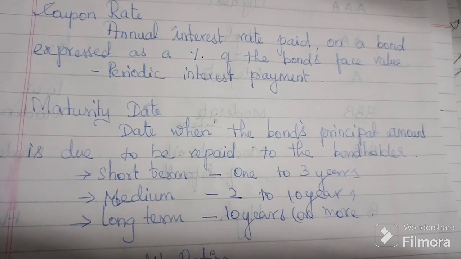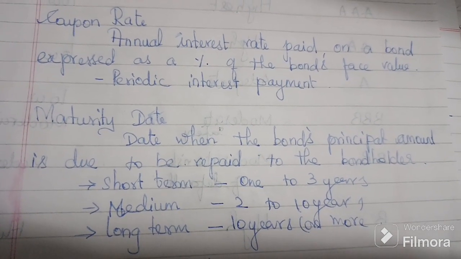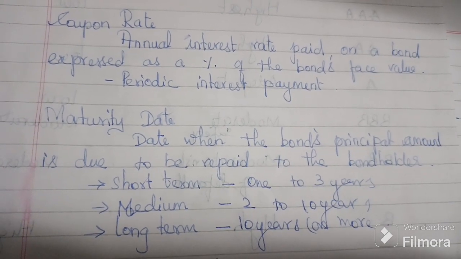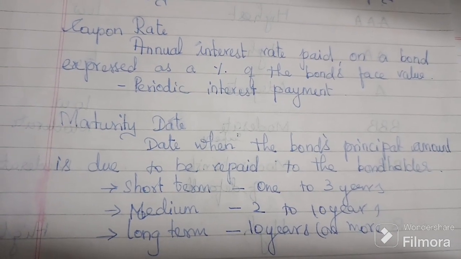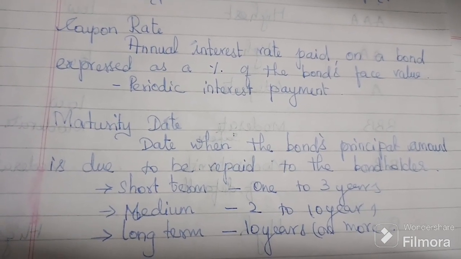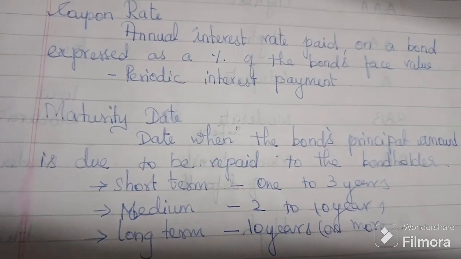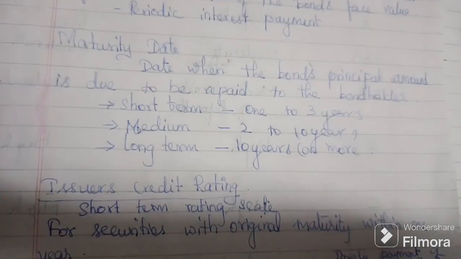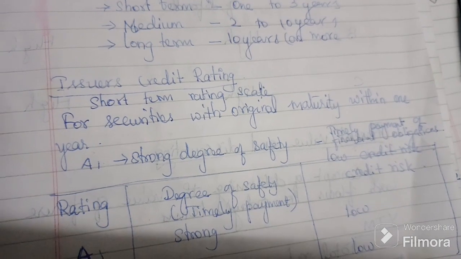There are three different types of bonds based on the maturity date. One is short term, another medium and long term bonds. Normally less than 1 year is called short-term bonds, but there are some countries where even 1 to 3 years is considered short-term, and medium is 2 to 10 years, and long-term is 10 years and more. And here we have different credit ratings.